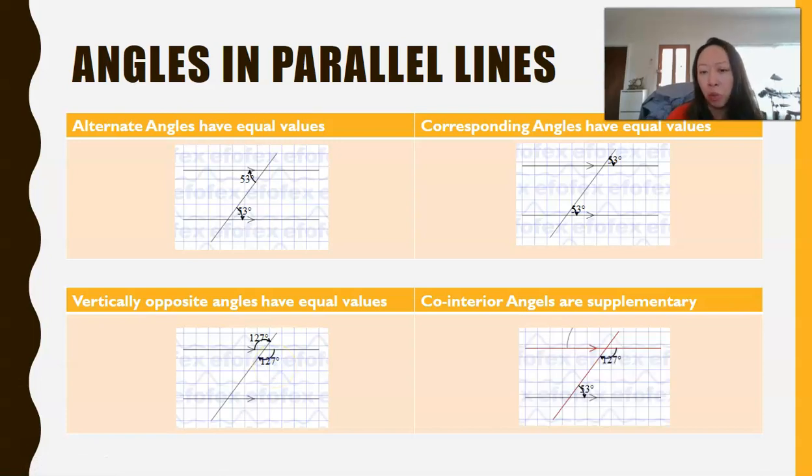The next one that we are looking at is co-interior angles. Oops, I just realized I spelled it wrongly. It's not angels, but yeah, co-interior angles, and they are supplementary. So what is the meaning of supplementary? It adds up to become 180 degrees. Can you see that between the two parallel lines, there are two co-interior angles, and they will add up to become 180 degrees.